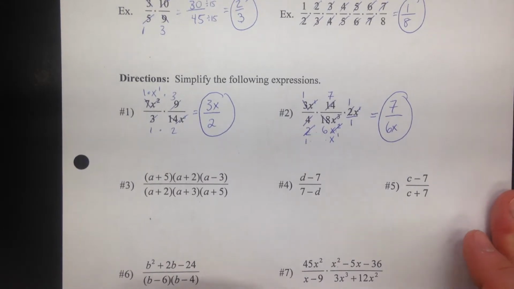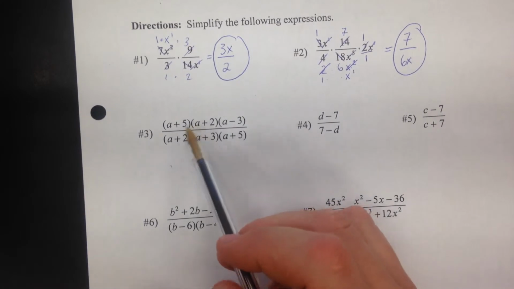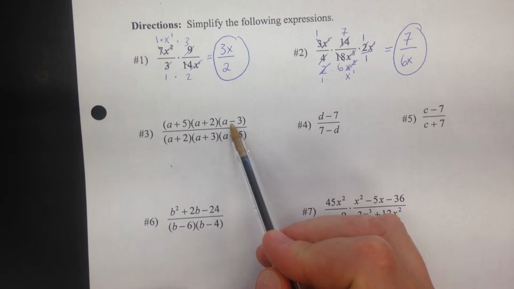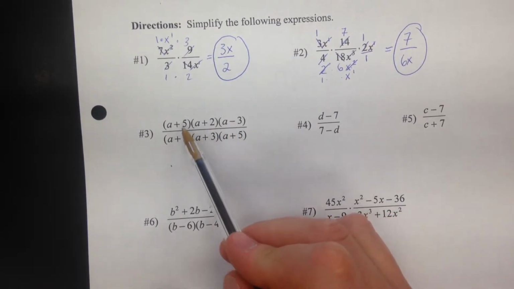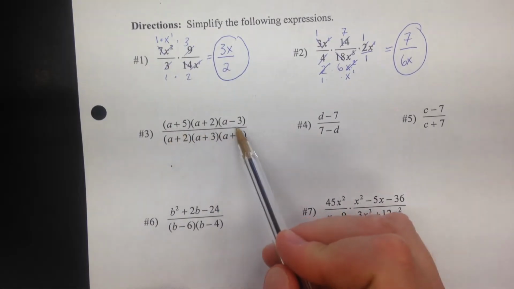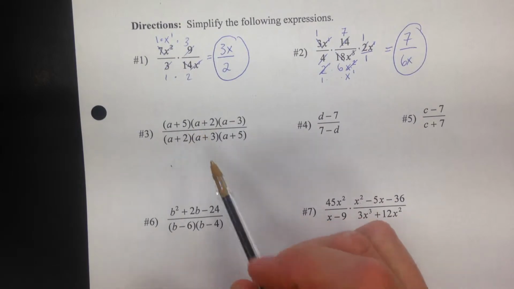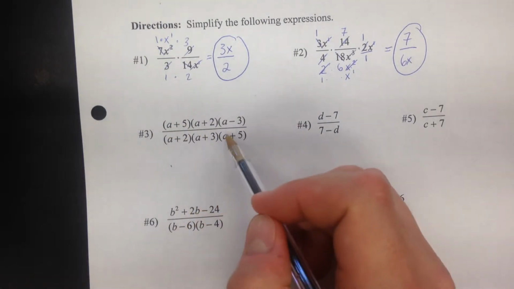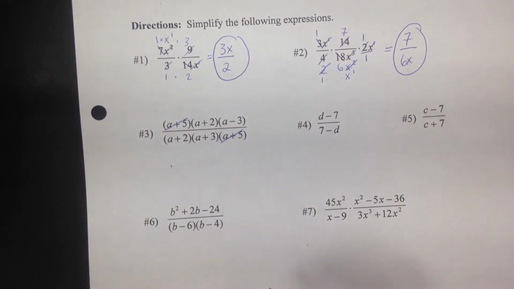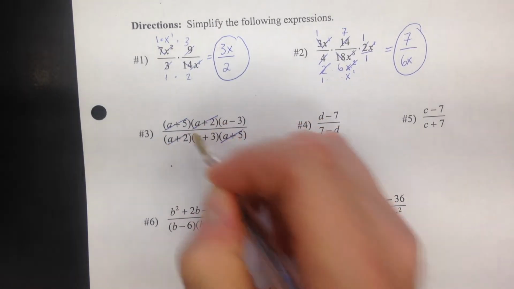All right, how about number 3, where we actually have some parentheses here? Now notice, this is a factor times a factor times a factor. And same thing in the bottom. So even though you see plus signs and subtraction signs, we're dealing with multiplication of factors. So if we're doing that, we're allowed to cancel factors. For example, a plus 5 divided by a plus 5 is just 1. That's a plus 5 divided by itself, so it gives you 1.